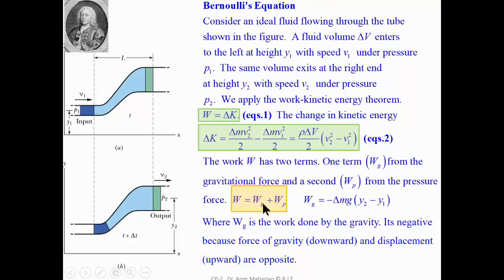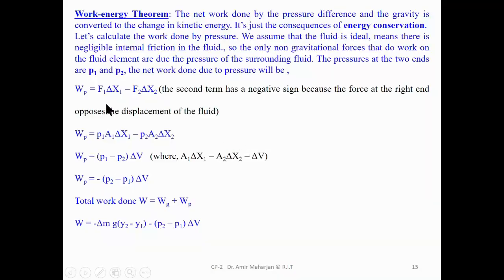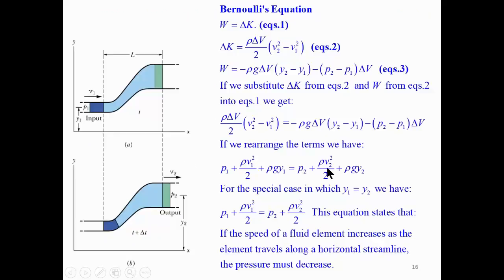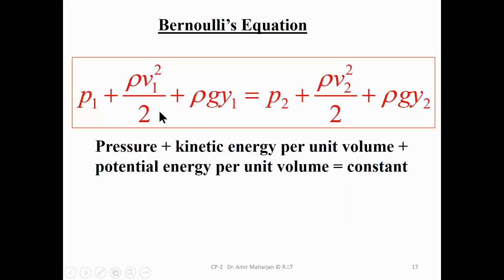And then you just say the work done by this process is equal to the change in kinetic energy, and do some mathematics. Finally, you will end up with this important equation. This is called the Bernoulli equation. It simply says the sum of the pressure, the kinetic energy per unit volume, and the potential energy per unit volume is constant.